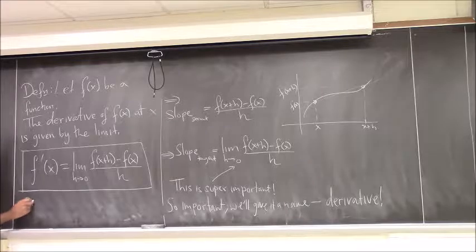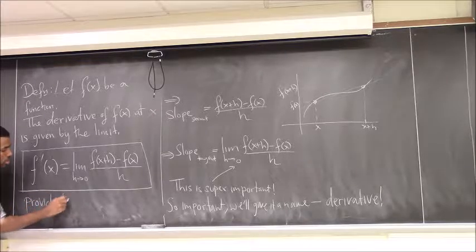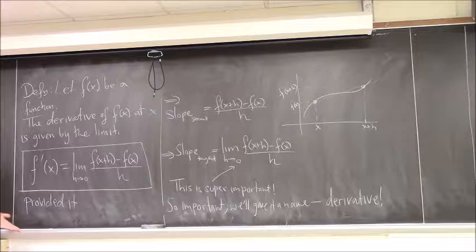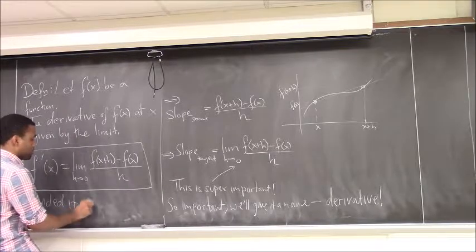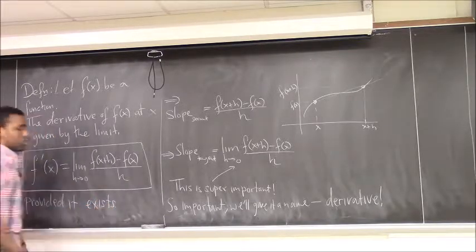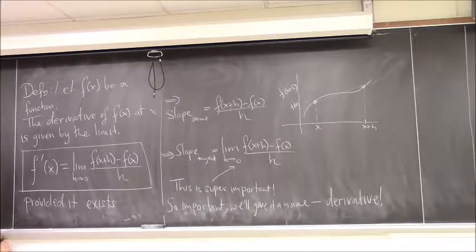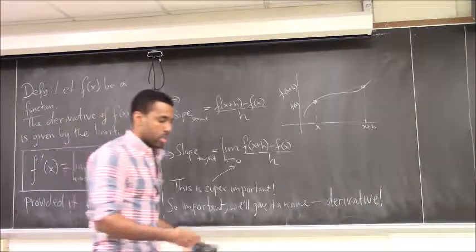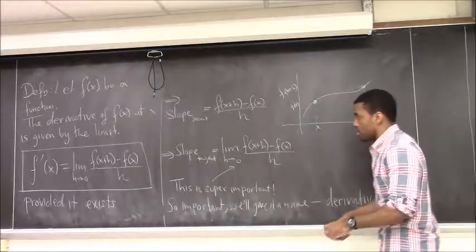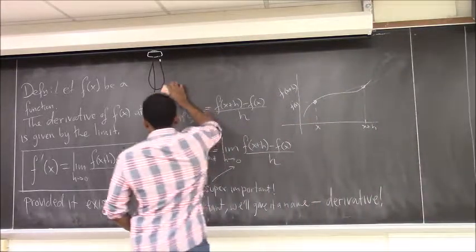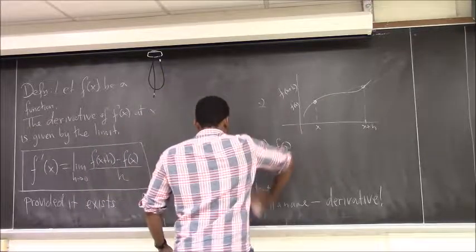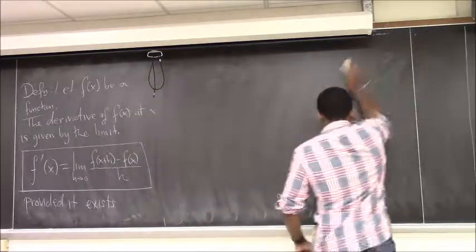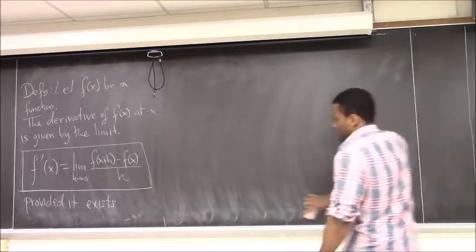Of course, provided it exists, because it's a limit, it's completely possible for it to not exist, and that would simply mean that this function has no derivative at that point. Right? We won't talk about that today, but we will talk about what it means for a derivative to not exist and what it means for a function to be differentiable or not differentiable. But that's basically the idea. Let me talk a little bit more about that notation before we do an example.